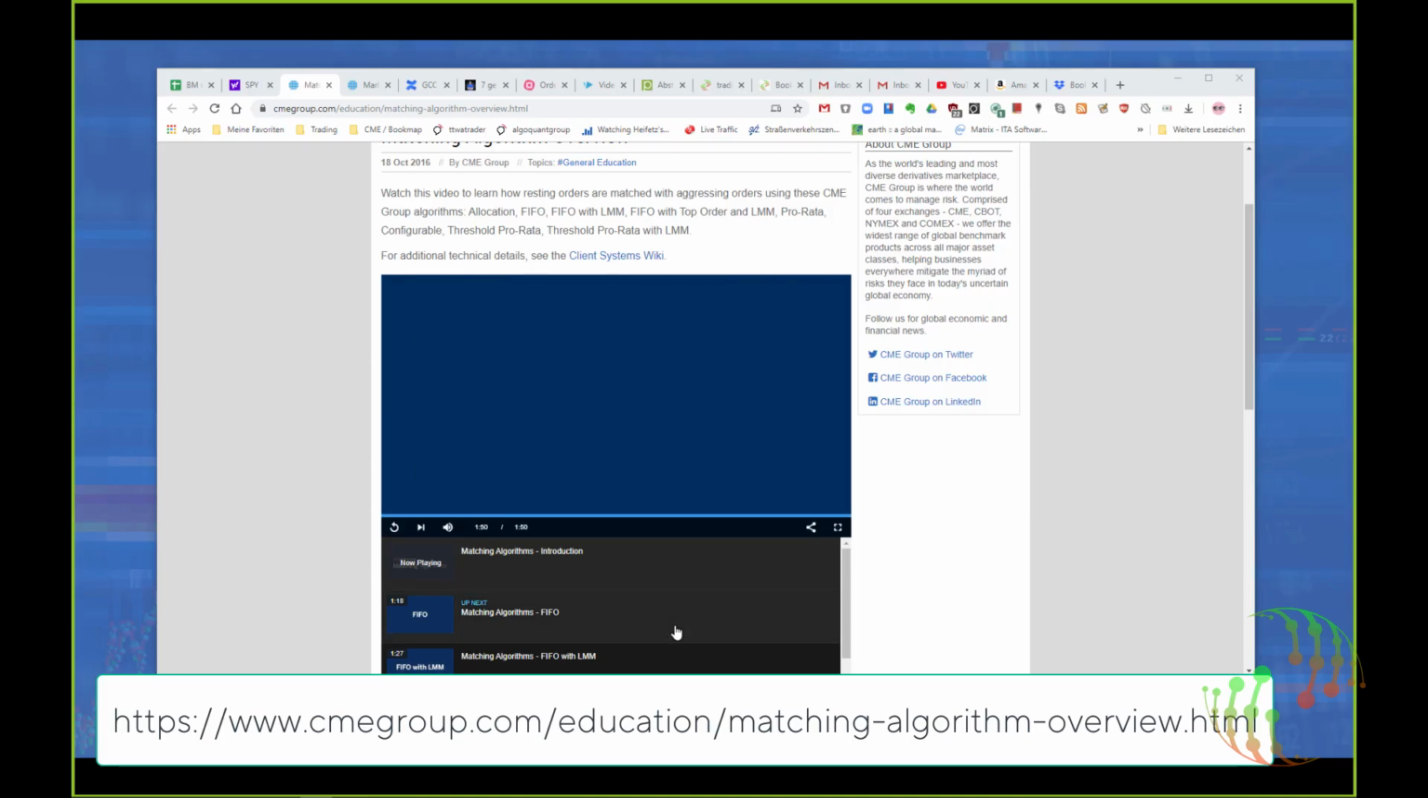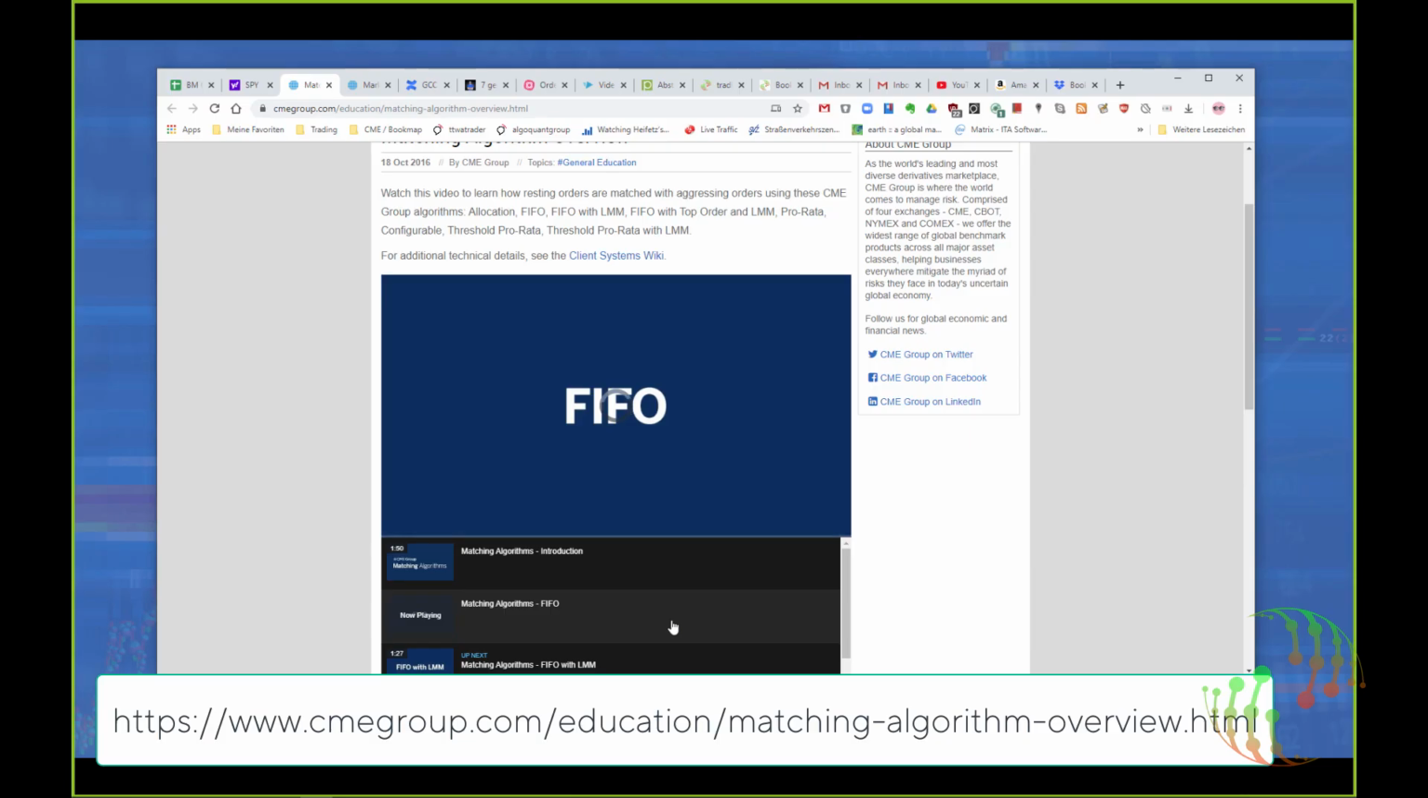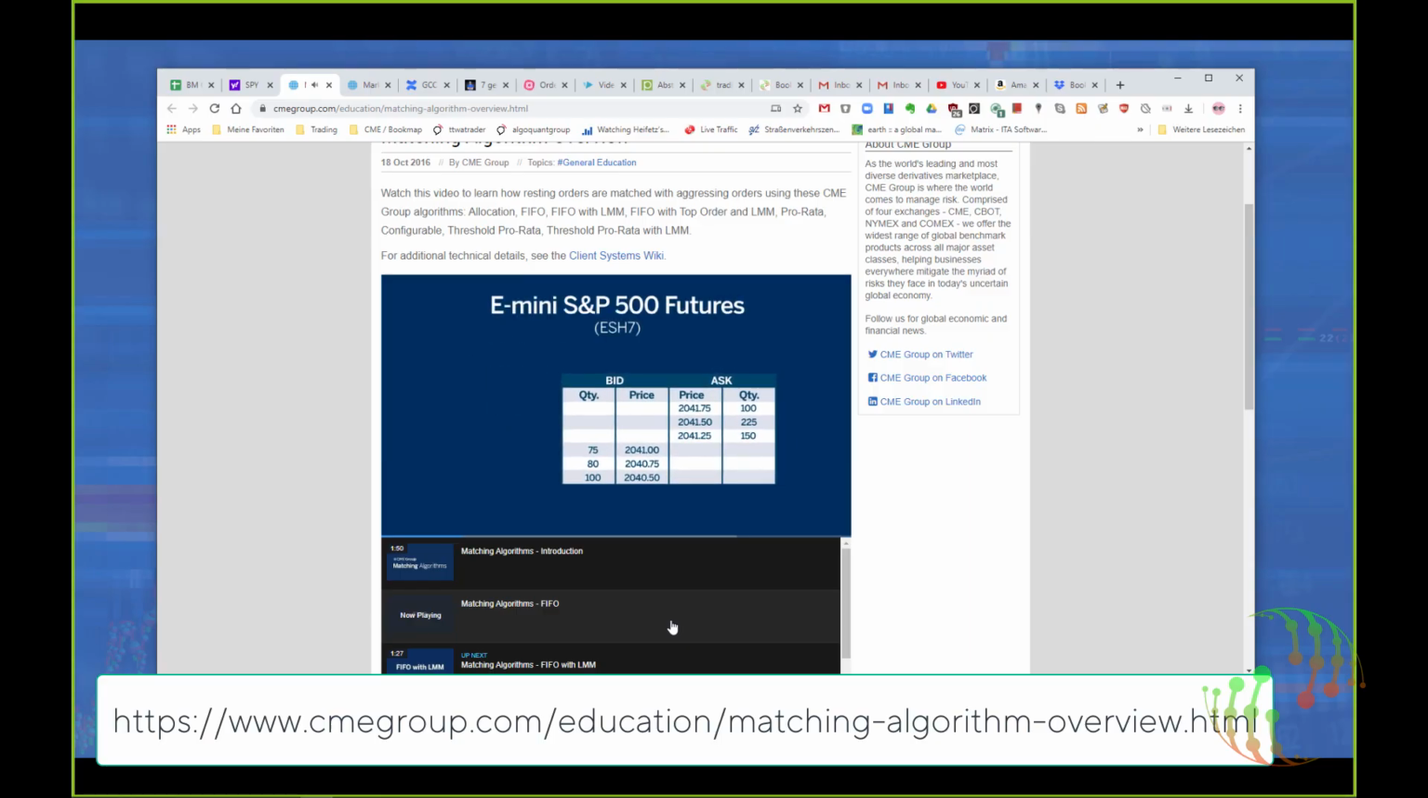Okay, the last one I want to show here is FIFO. FIFO stands for first in, first out. As the name implies, FIFO allocates by best price and earliest time on the order book. This example uses the E-mini S&P 500 futures contract, which uses the FIFO matching algorithm.